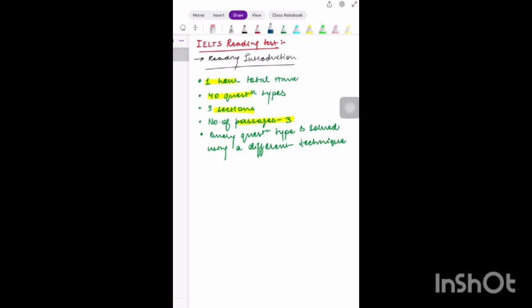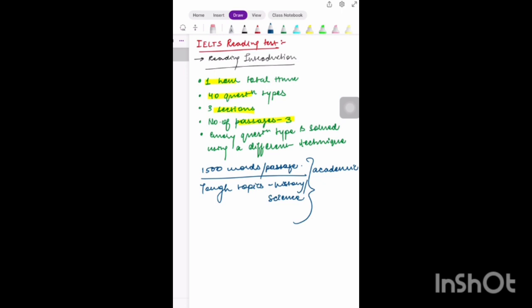Now, there are two types, right? General and academic. In academic, the passages are very long, about 1500 words per passage, for students giving academic tests, and there are tough topics also given, which could be related to history or science. So this is for academic, and more or less this is the introduction.